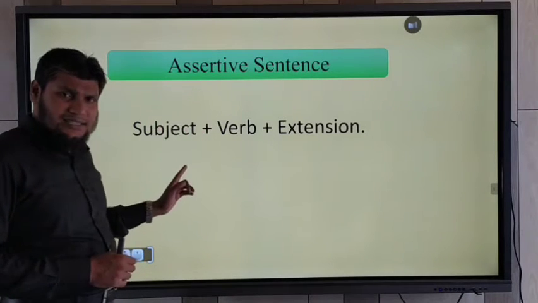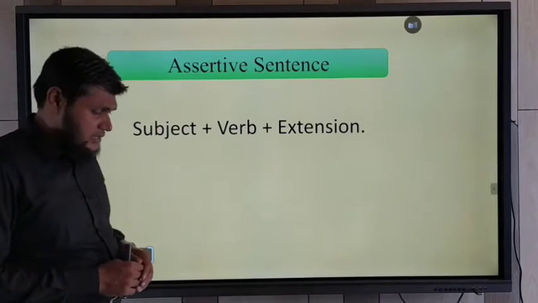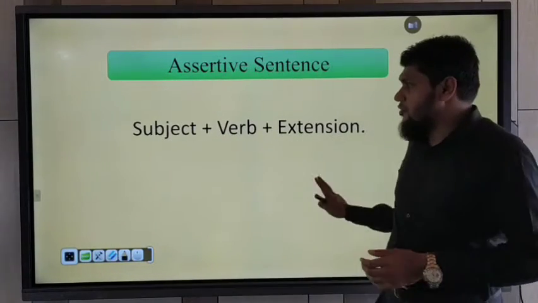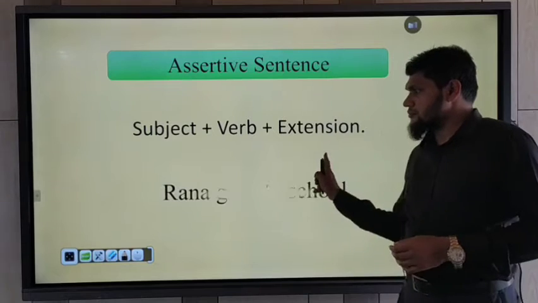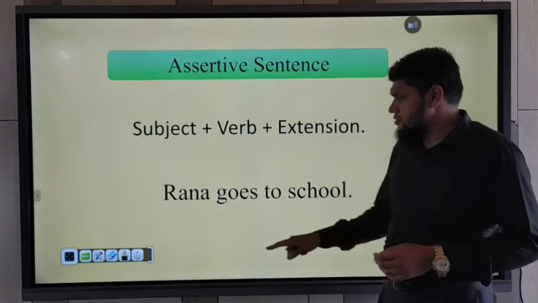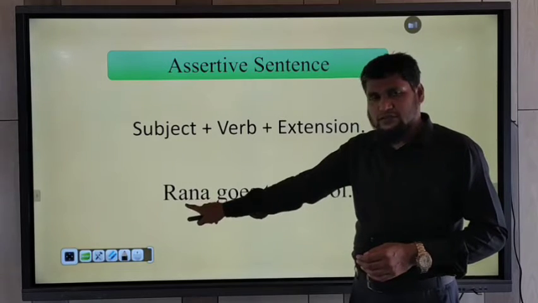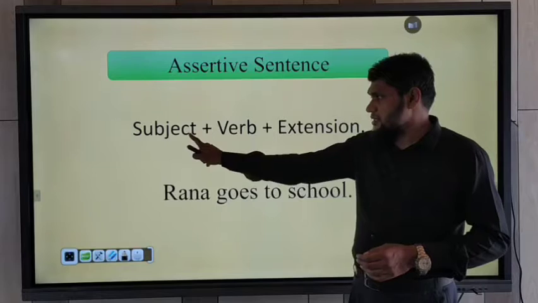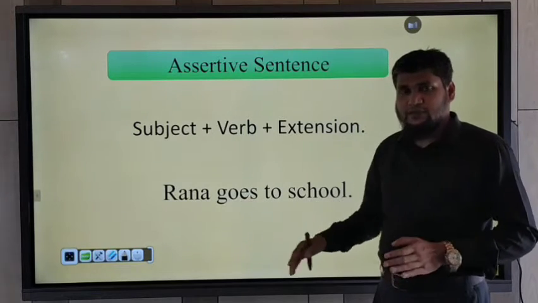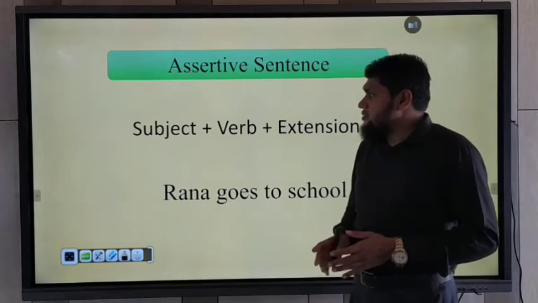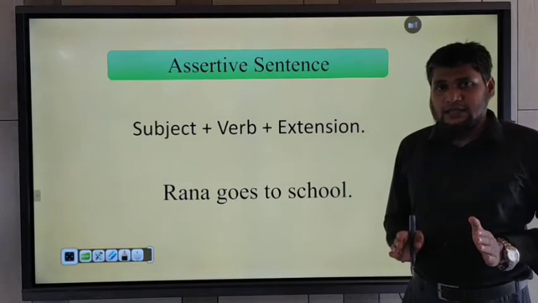An assertive sentence starts with a subject. For example, Rana goes to school. The sentence starts with the subject, and after the subject there is the verb, the principal verb. Okay, so this is an assertive sentence.